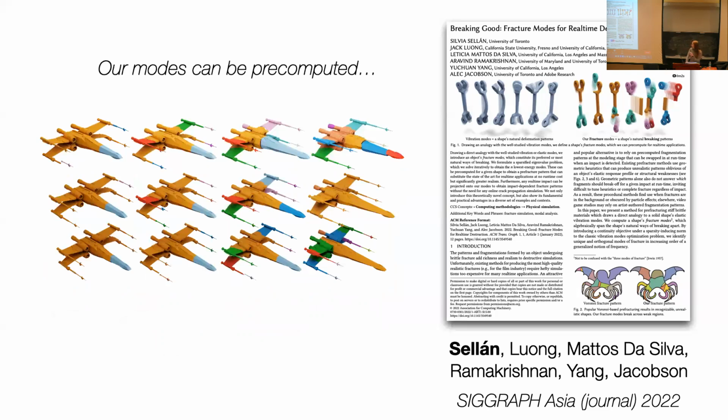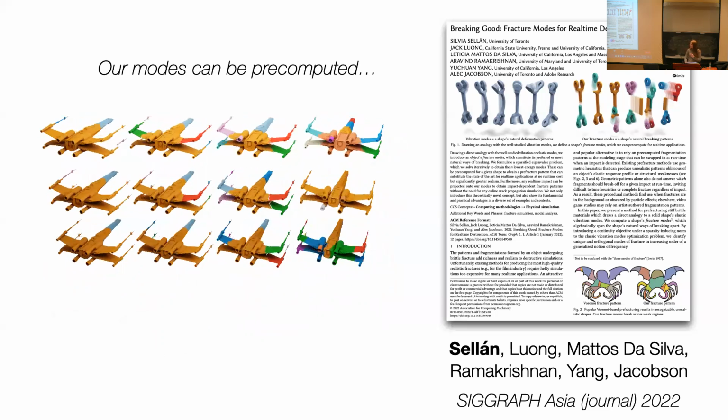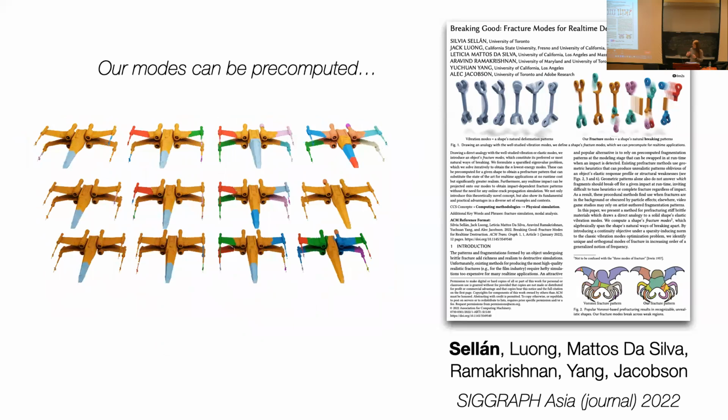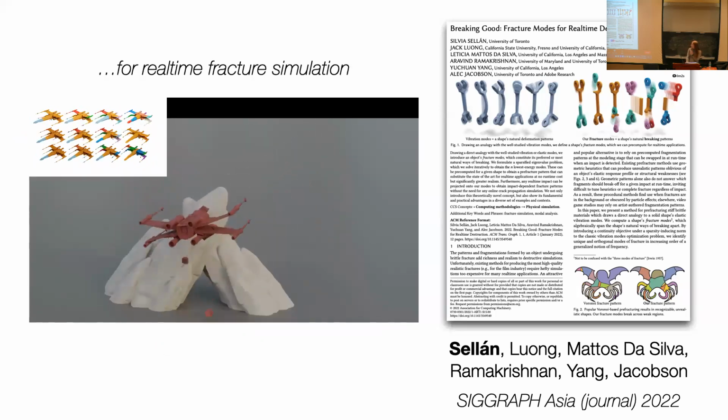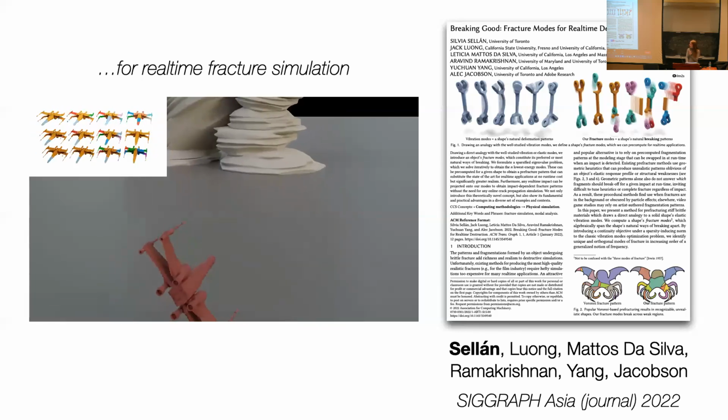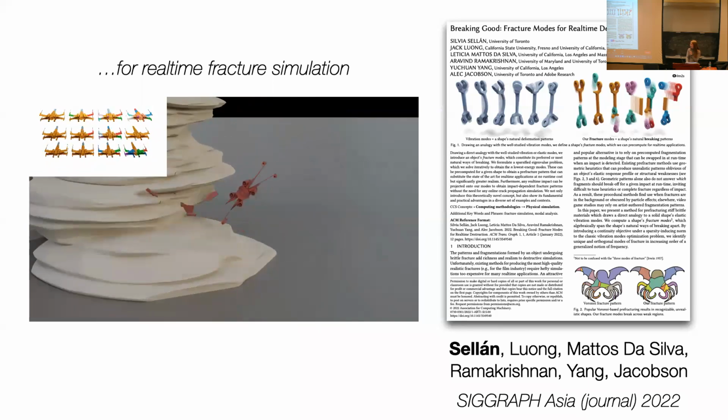We can pre-compute these modes for any given shape, like this spaceship. And once we've pre-computed them, we can simulate impact-dependent fractures. So these are fractures that are different depending on what the impact is. So earlier it hit the front, now it hits the side, it breaks differently. We're simulating these in real time thanks to the pre-computation that we're doing.